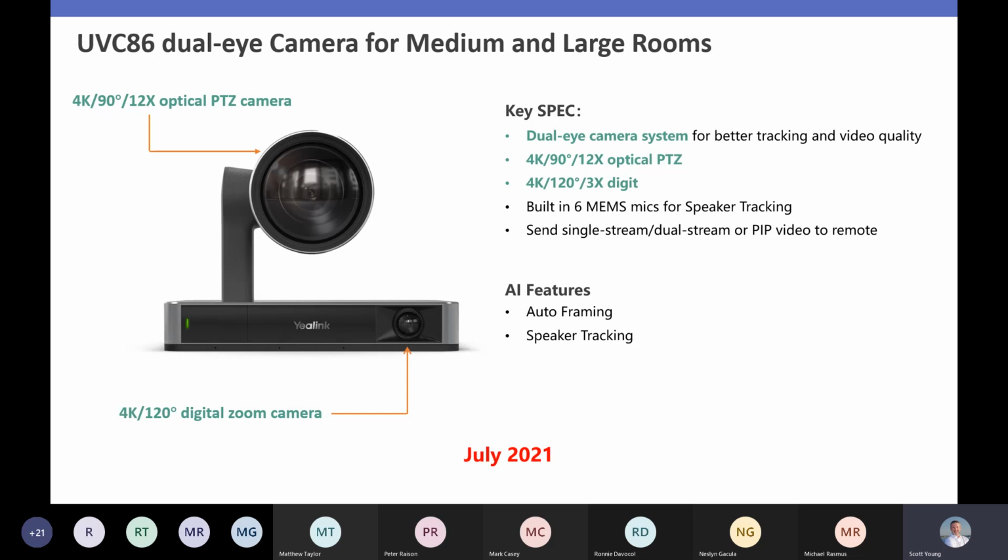So being two cameras, we have the main 12 times optical zoom camera with a 90-degree field of view. And then we have the smaller 4K camera with a 120-degree field of view. And this unit will also have built-in mics to also help with that speaker tracking capability. And then we also have support for picture-in-picture in a meeting as well.